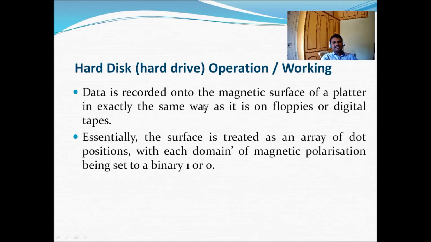The data is recorded onto the magnetic surface of a platter in exactly the same way as it is on floppies or digital tapes. The same technology is used here. Essentially, the surface is treated as an array of dot positions, with each domain of magnetic polarization being set to a binary 1 or 0. Generally, the computer accepts digital data, 0 or 1. So we have to store the same data in the hard disk drives in magnetic form.